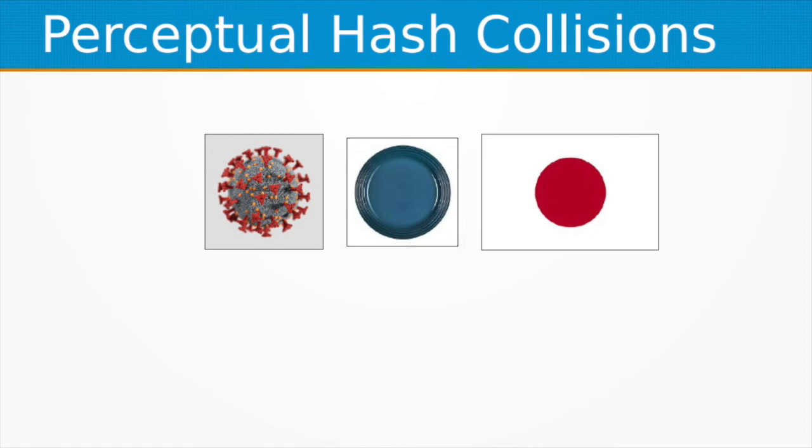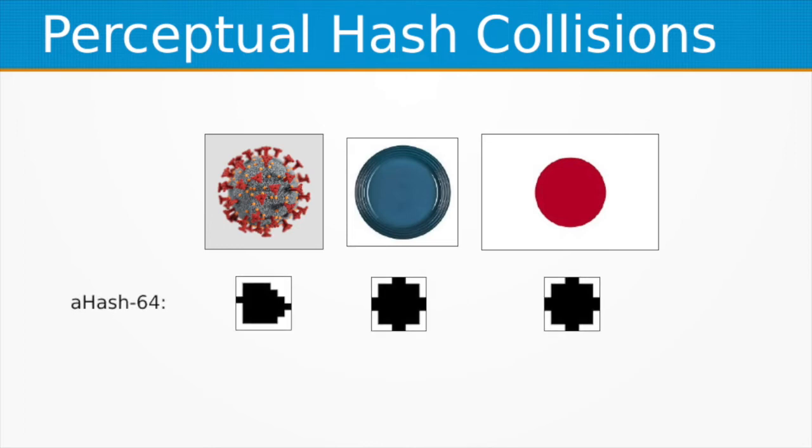Just as cryptographic hashes can have collisions, perceptual hashes can also have collisions. However, with perceptual hashes, the collision is not based on the number of bits. Instead, it's based on the likelihood of having similar attributes. For example, the coronavirus, a dinner plate, and the Japanese flag all appear similar under A-hash.